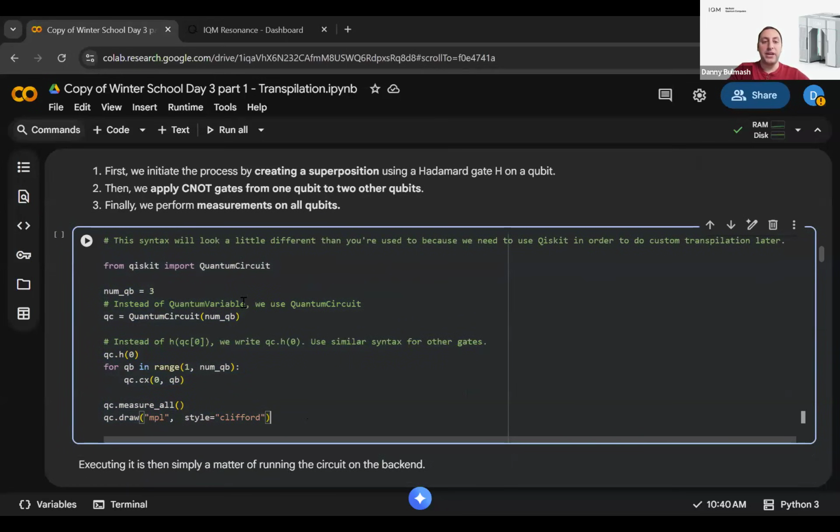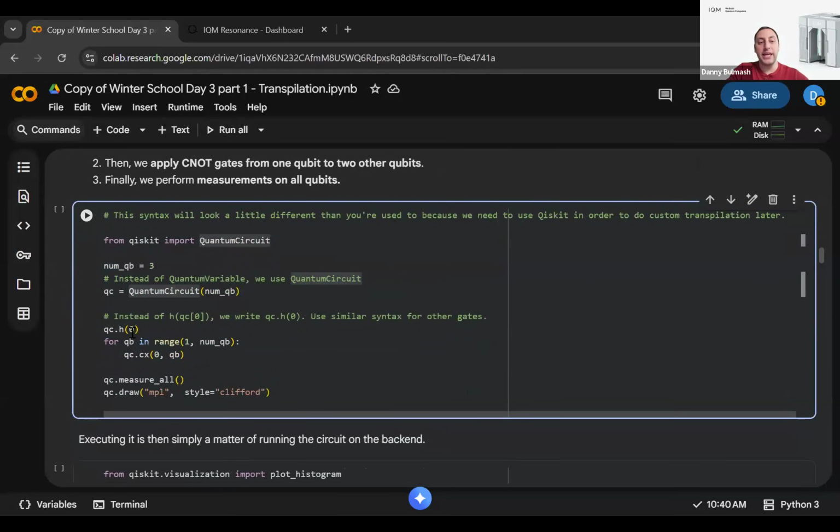We start by creating 3 qubits. Now, because we're working in Qiskit here, this looks a little bit different than what we've seen before. Instead of using quantum variable, we use quantum circuit. So this is just slightly different syntax. And instead of saying H of our qubits, we write it in this slightly different syntax where we have qc.h. What this is doing is saying apply an H gate to the 0th qubit of the quantum circuit QC.